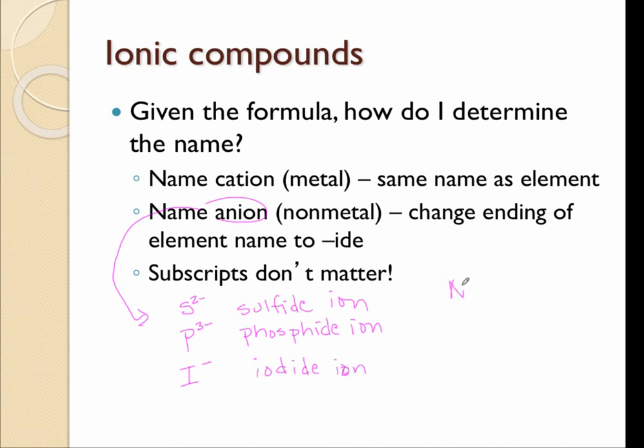Nitrogen would form a minus 3. That is nitride. And the other one is Se. Trying to think where that is on the periodic table. I believe it's a minus 2, and its name is selenide. Double check that I'm correct on that with where that is on the periodic table. All right, any questions, please ask.